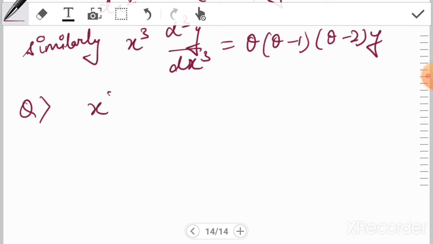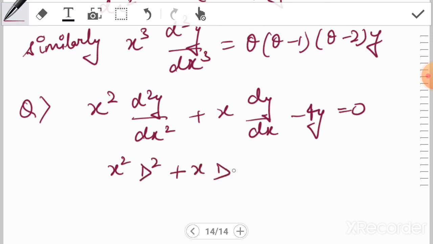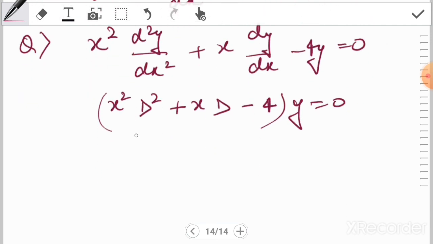Consider the differential equation x square d square y by dx square plus x dy by dx minus 4y is equal to 0. So this is nothing but x square D square plus x times D minus 4 y is equal to 0. So theta into theta minus 1 plus theta minus 4.